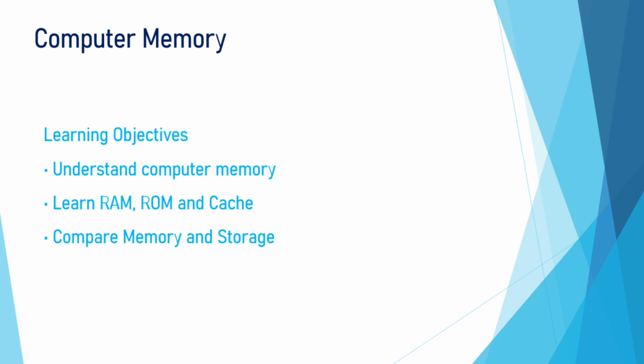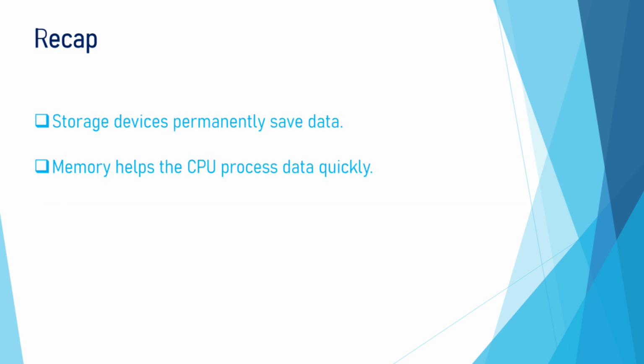So let's begin. Before we start today's topic, let's quickly revise what we learned in the previous lesson. Storage devices are used to store data permanently. For example, when you save a document, a photo or a video, it is stored in a hard disk, SSD or pen drive. But here is a question. If the files are stored permanently in a hard disk, how does the CPU access and process them while you are working? The answer is computer memory. Memory acts as the CPU's workspace.